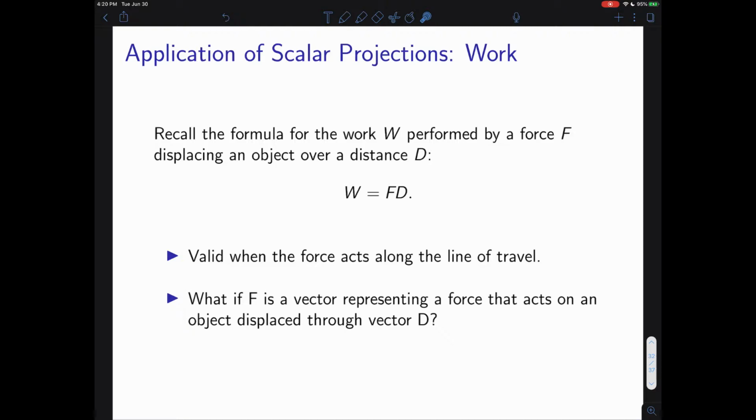This is valid when the force acts along the line of travel, like if there's no other forces acting or some constrained motion in some way. And it has to be a constant force, and it has to be a straight line distance. But assuming all that, this is the formula: work equals force times distance. Well, what if it's a more complicated setup? What if the force is a vector, and d is a vector, and they don't necessarily point in the same direction? What then?